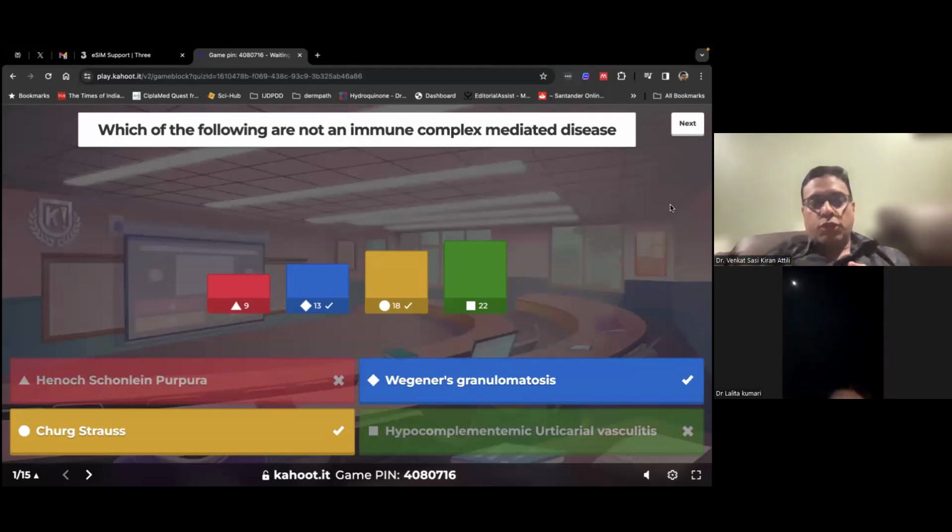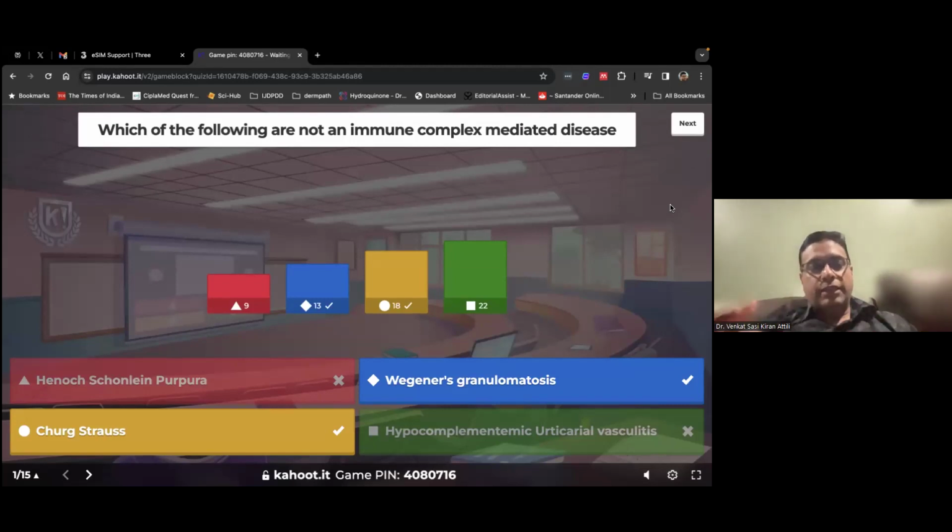Wegener's granulomatosis and Churg-Strauss syndrome are ANCA-mediated diseases. In the pathogenesis, there are antibodies, cytoplasmic antibodies, which target the neutrophils, and these neutrophils release their toxins, and these damage the vessel walls. This is the pathogenesis of ANCA-mediated diseases. They are not immune complex mediated. So the right answers in this case are Wegener's granulomatosis and Churg-Strauss syndrome, because they are not immune complex mediated diseases.